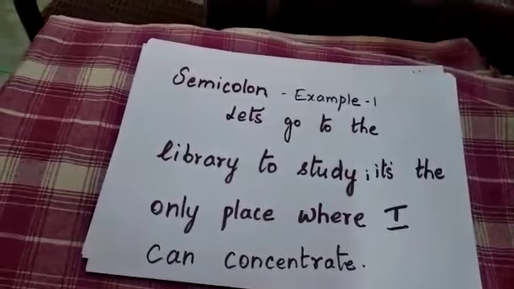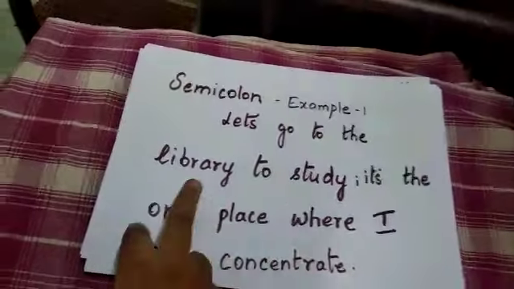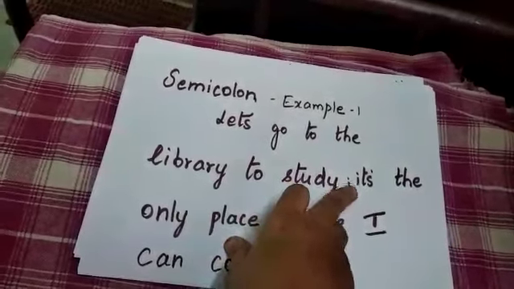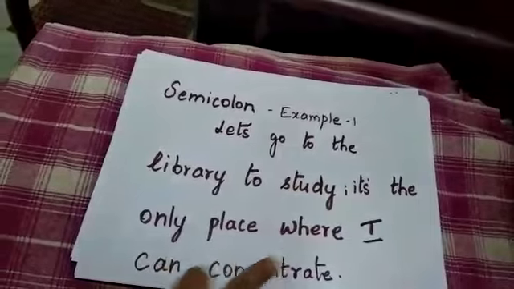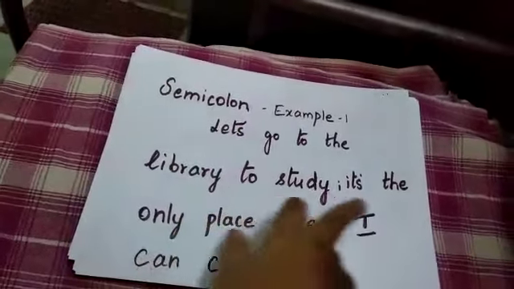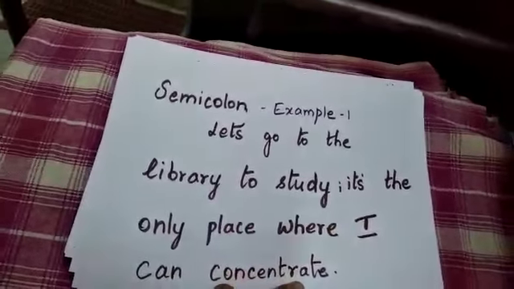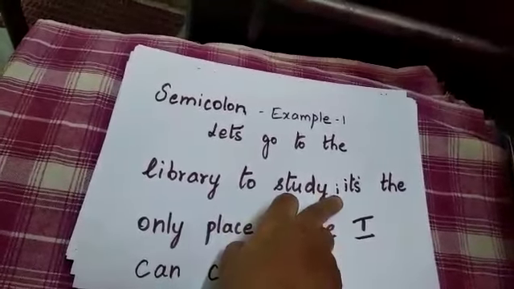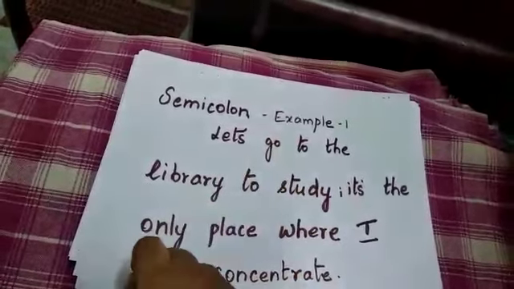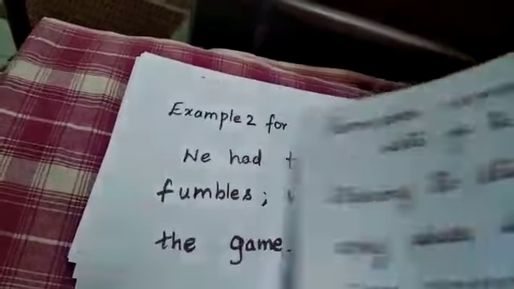So for semicolon, your example goes like this. Let us go to the library to study; it is the only place where I can concentrate. Because see, after this semicolon, the reason comes. Why is the person going to the library to study? The adverbial clause of reason is here, so it is separated with a semicolon. To separate two independent clauses, you have to use a semicolon. So this is example 1.